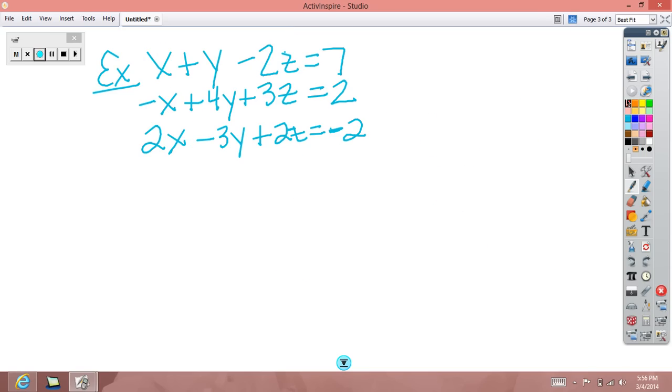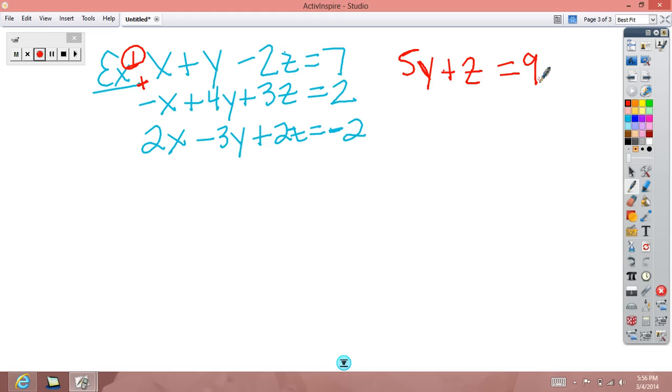So I noticed these x's, so what I'm going to do first, and it might help me to write a little 1 here, this is what I'm doing first. I'm adding these two together, and so I'm going to put this over here. So x plus negative x cancels those out. y plus 4y, 5y. Negative 2z plus 3z, z, and 7 plus 2 equals 9.